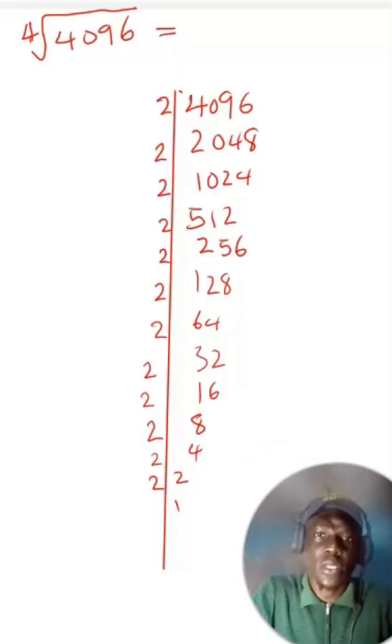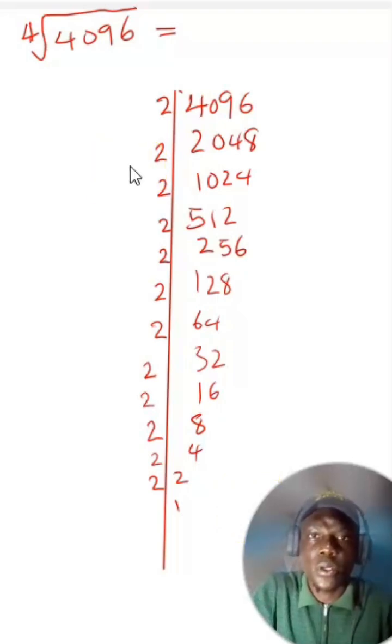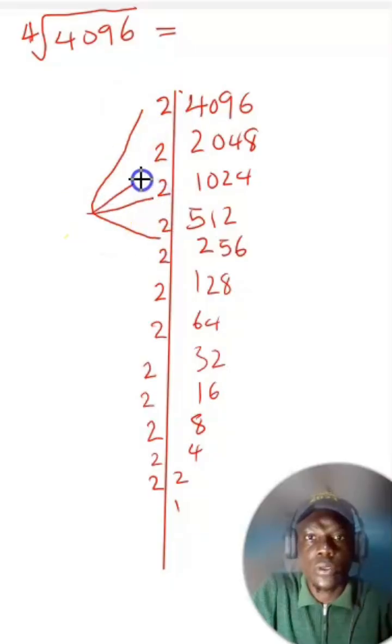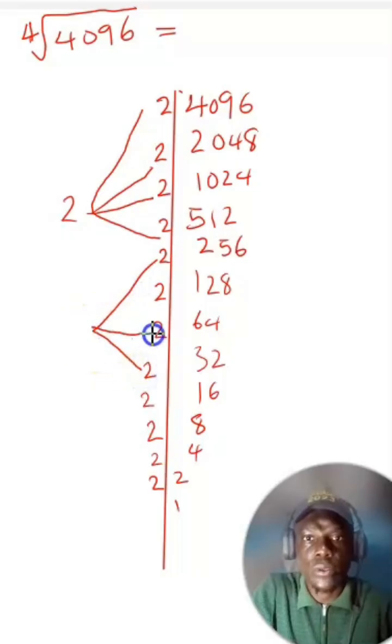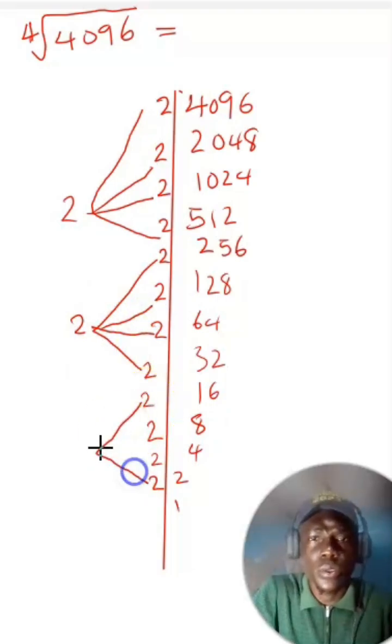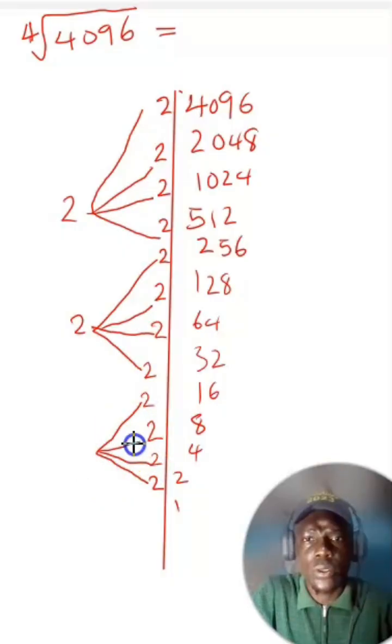Now, you are going to group it in 4s. In square root we grouped it in 2s. In cube root we grouped it in 3s. In fourth root we are going to group them in 4 places. So we have 1, 2, 3, 4. So this is just 2. We have another one here, 1, 2, 3, 4. So this is 2. Group it again. This is 2. Then you have the last one, 1, 2, 3, 4. This is it.